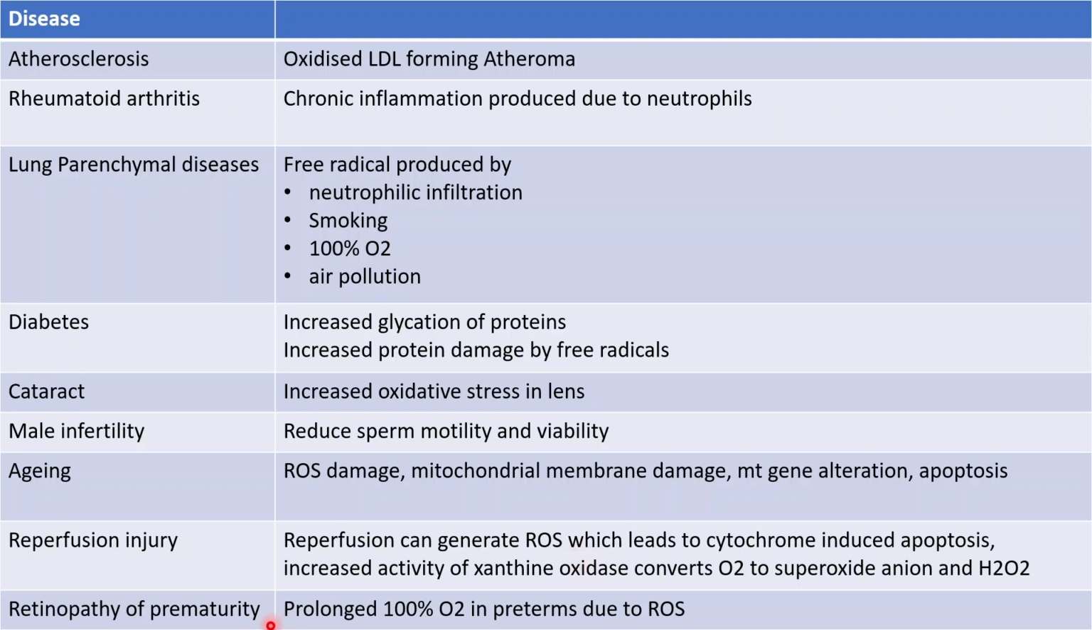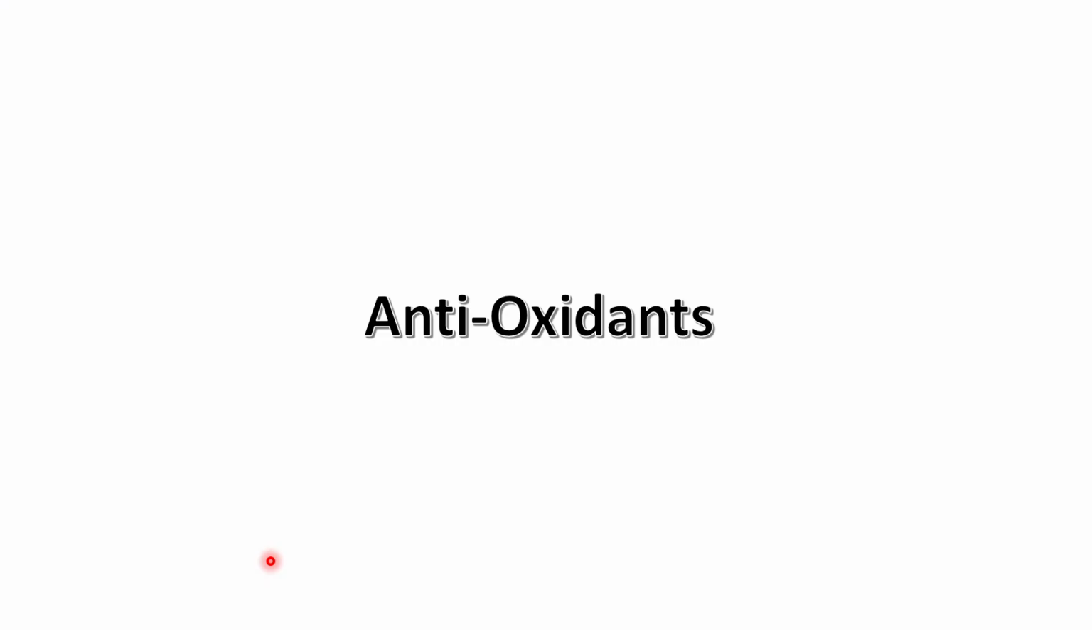Then we have retinopathy of prematurity. Premature newborns require supplemental oxygen. If the supplemental oxygen is given for a long time, it can lead to reactive oxygen species and damage the retinas. So these are important diseases which are seen with reactive oxygen species and free radicals.